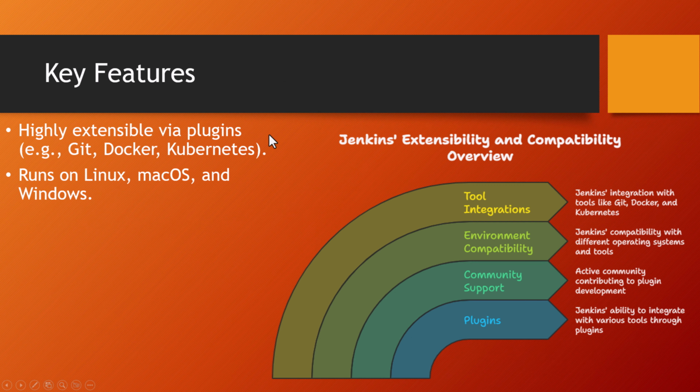What are the key features? Jenkins is highly extensible through its vast plugin ecosystem. These plugins integrate Jenkins with various tools, as I said, Git, Docker, and Kubernetes, etc. Jenkins can run on multiple operating systems and works with many programming languages, making it a versatile choice for any team. For instance, Jenkins can be used to build a Java project, run Python tests, and deploy the code on a cloud platform such as AWS or Azure.